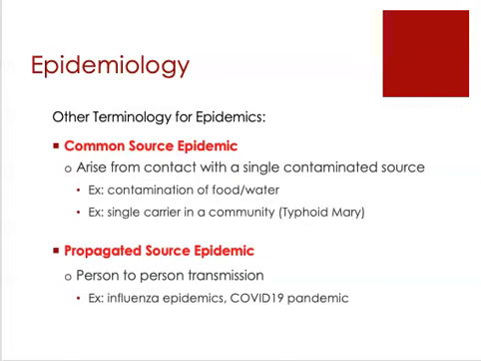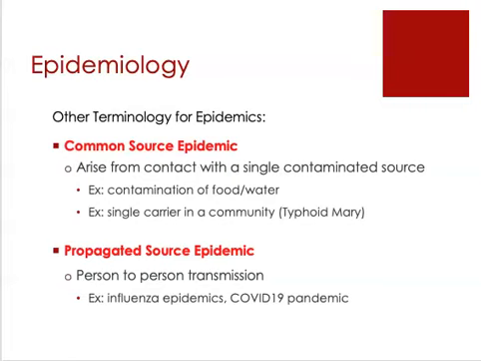A common source epidemic, like the name suggests, is an epidemic of a pathogen and the infectious disease it causes that arises from contact with a single contaminated source. For example, there have been instances where water has been contaminated, the water that serves an entire population, an entire community. There have been epidemics where food sources have been contaminated, and as a result, an epidemic has occurred.